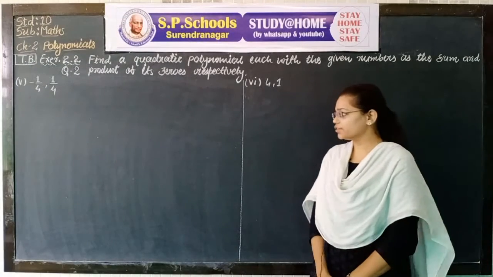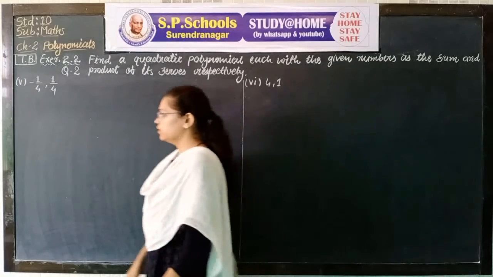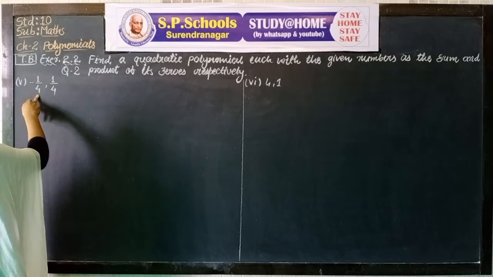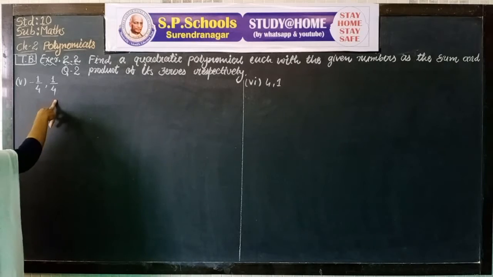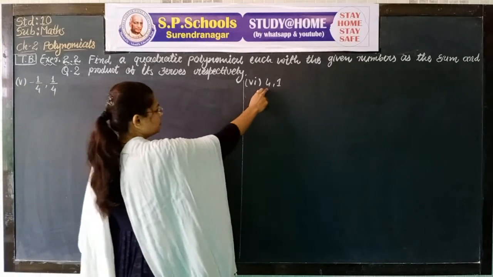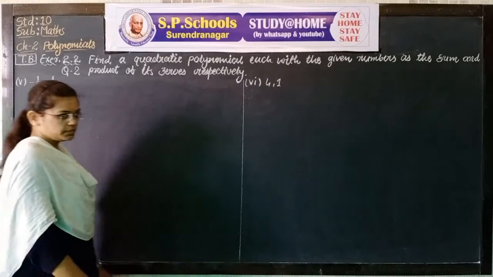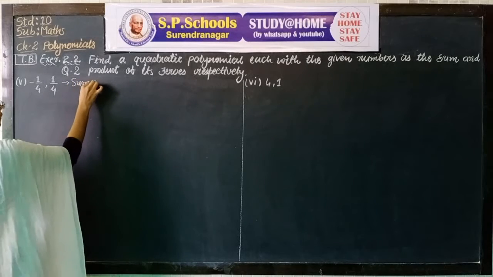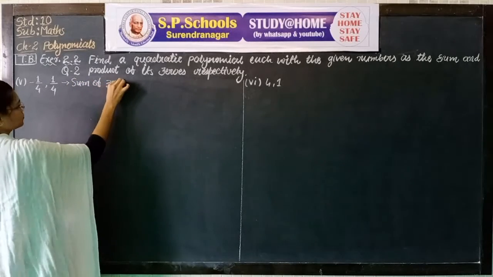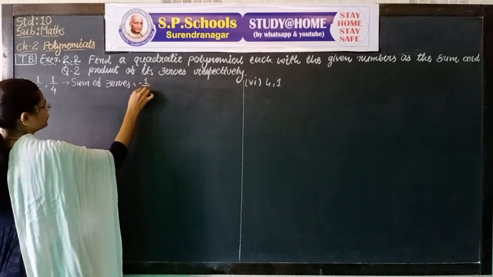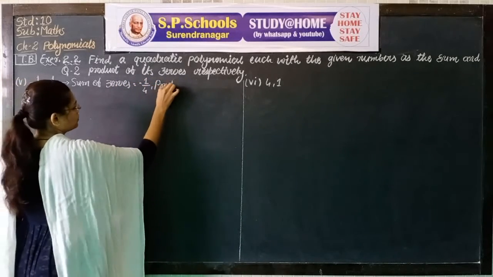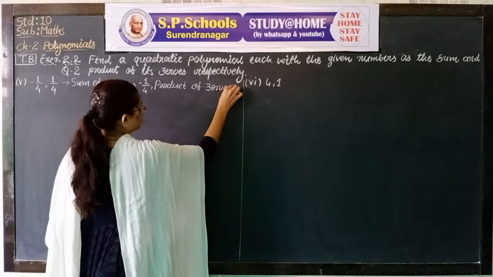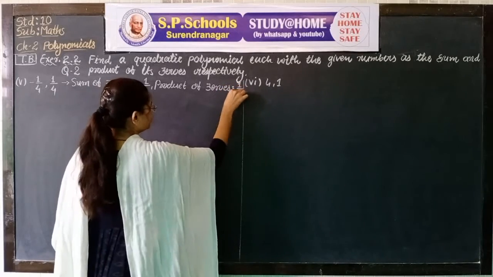Students, let's see the last 2 sums of question number 2. The same method will be repeated here. 2 numbers are given. The first number is the sum of zeros and the second number is the product of zeros. Sum of zeros is equal to minus 1 upon 4 and the product of zeros is equal to 1 upon 4.